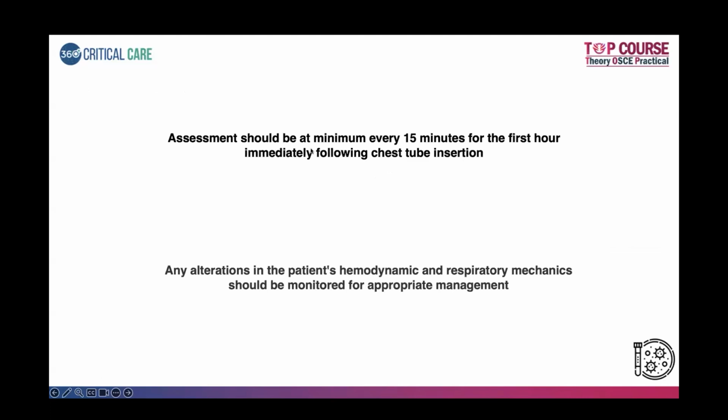So assessment post-insertion should be at least every 15 minutes for the first hour immediately following chest tube insertion. And any alteration in the patient's hemodynamics or respiratory mechanics should be monitored for appropriate management.